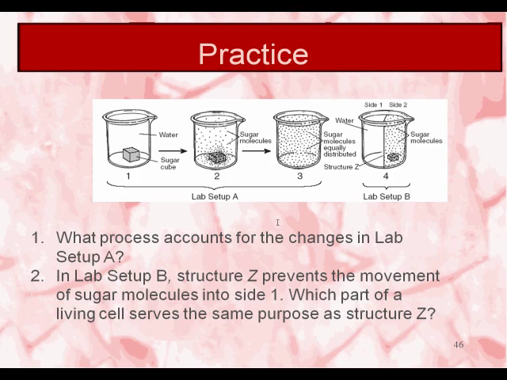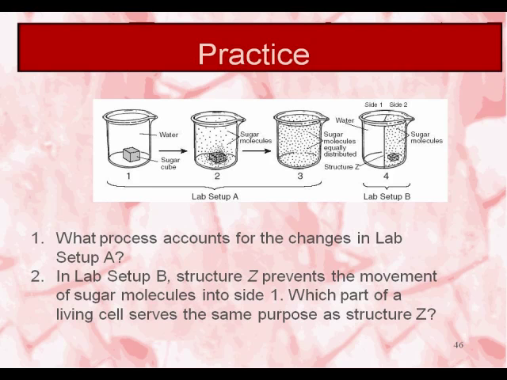Let's practice. What process accounts for the changes in lab setup A? In lab setup B, structure Z prevents the movement of sugar molecules into side 1. Which part of the living cell serves the same purpose as structure Z? Take a moment to answer that question.